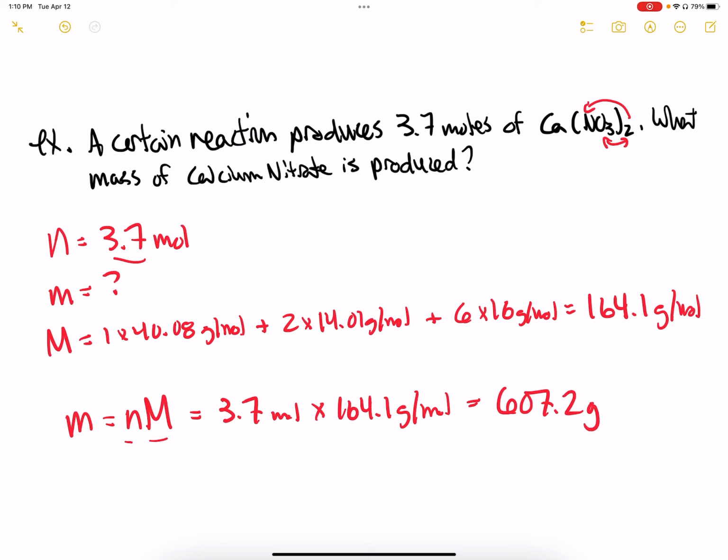And that's, again, how we normally talk. It's like, oh, how much calcium nitrate did you make? You'd probably say 607.2 grams. You'd probably know that it's 3.7 because you would have had to do that as part of the calculation. But again, that's not the way we really talk. We use moles to get these masses back out in the end.